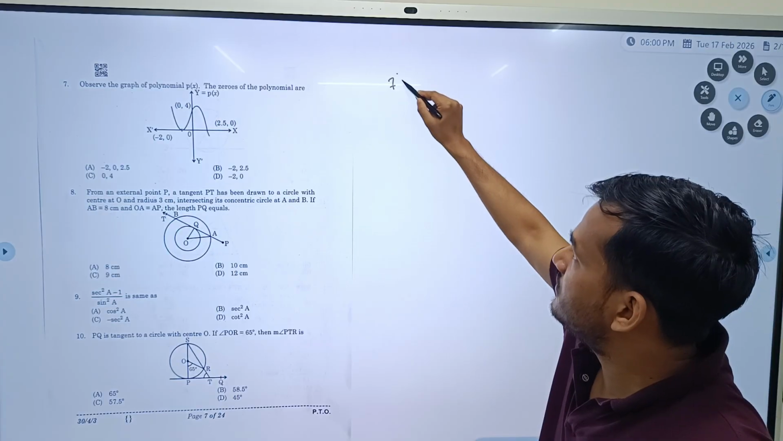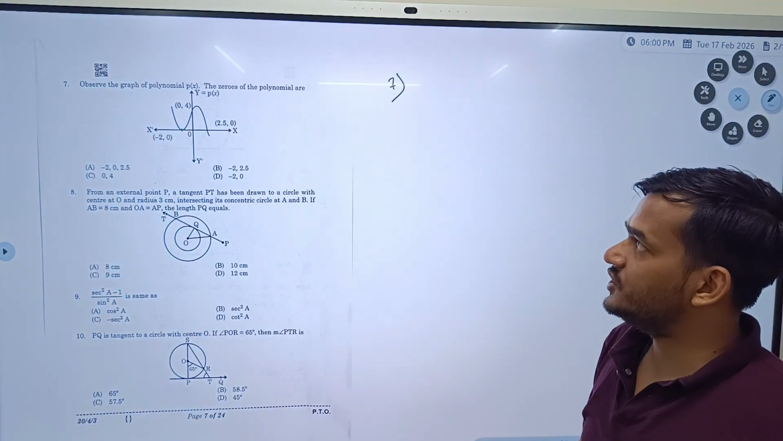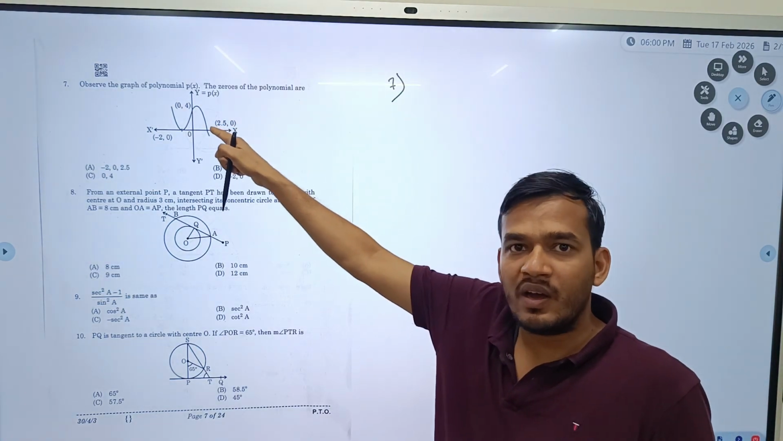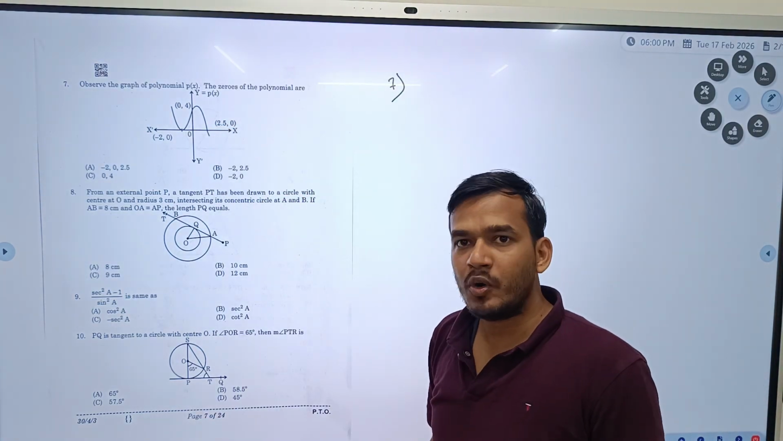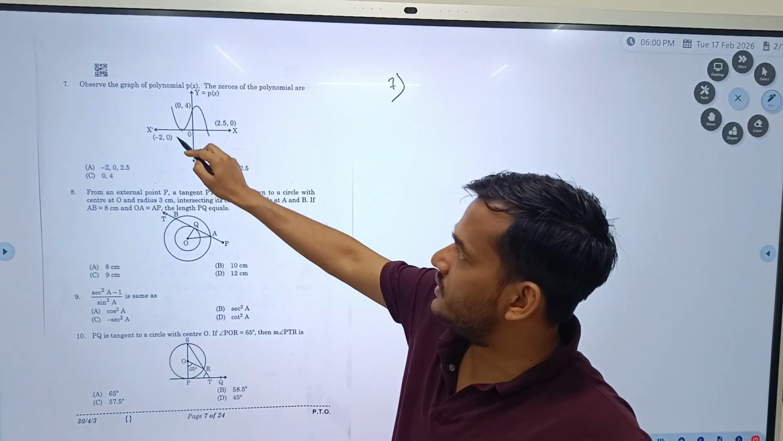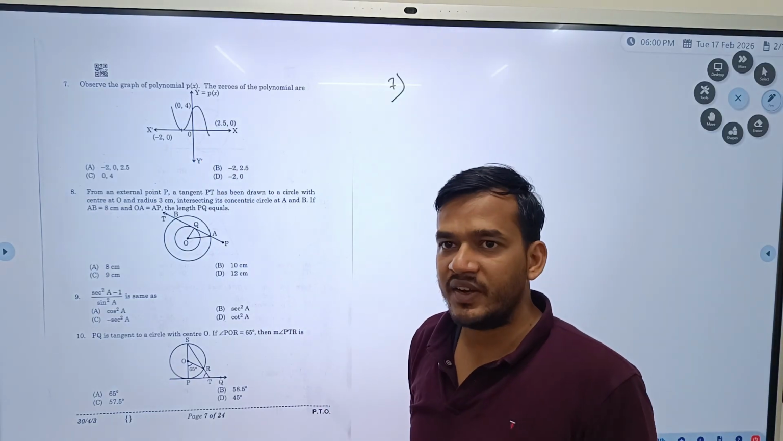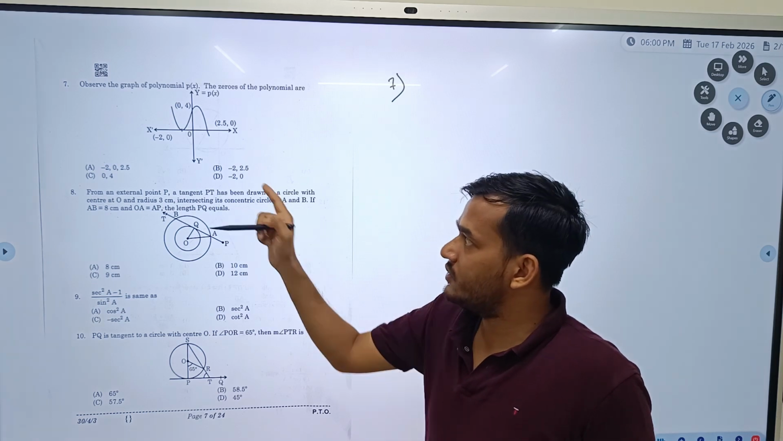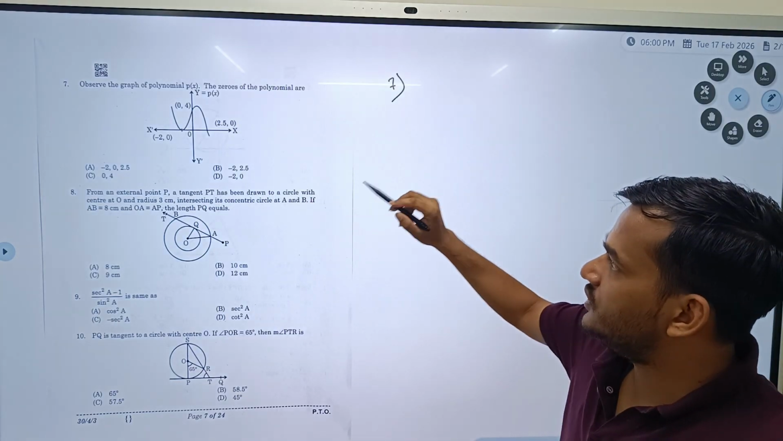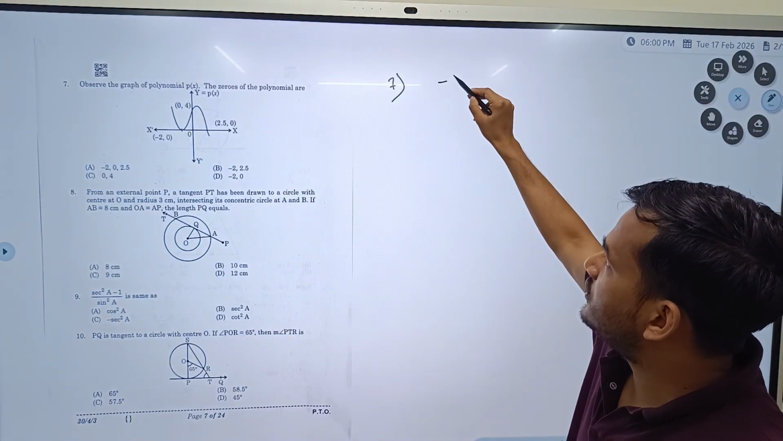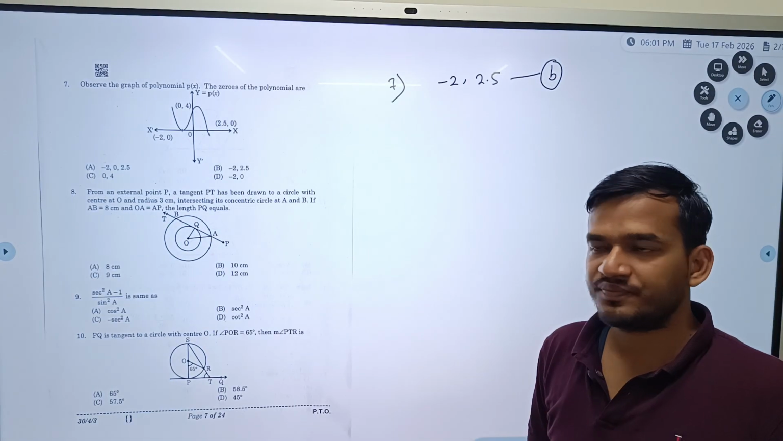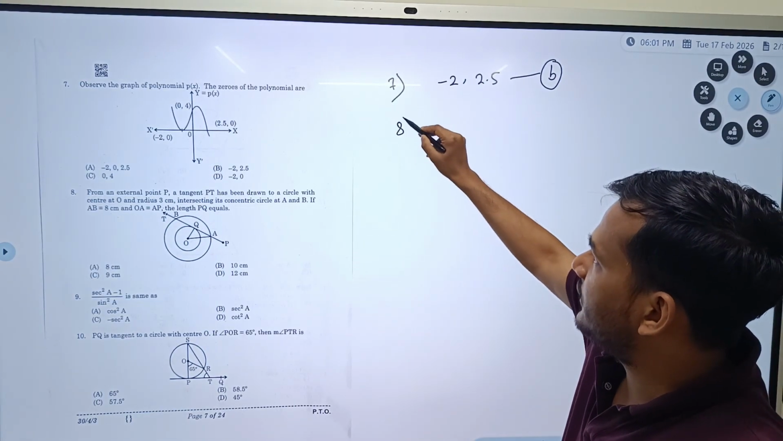The next question is question number 7, in which the zeros of the polynomial are asked. Zeros of the polynomial are the points where the graph of the polynomial strikes the x-axis. So in this question you can see that the graph is intersecting the x-axis at 2 points, at -2 and 2.5. So the zeros of the polynomial are -2 and 2.5. Option B. So let's see question number 8.